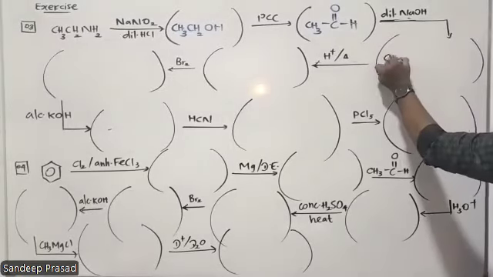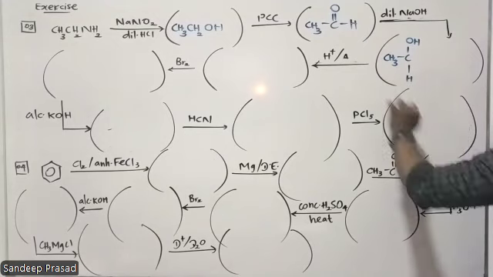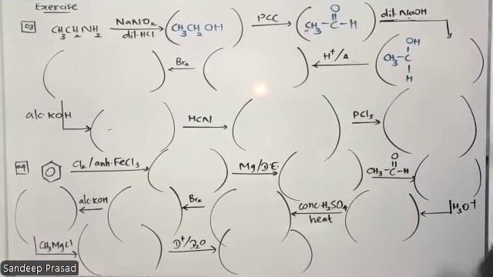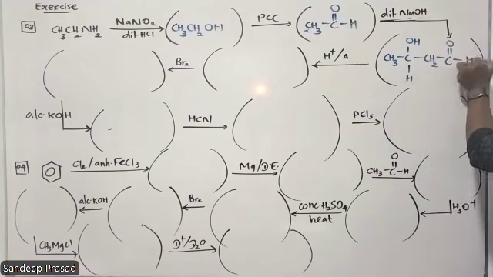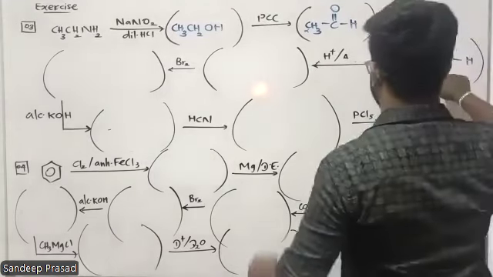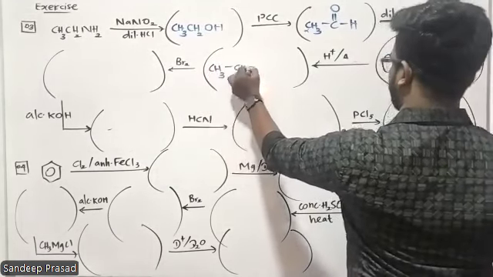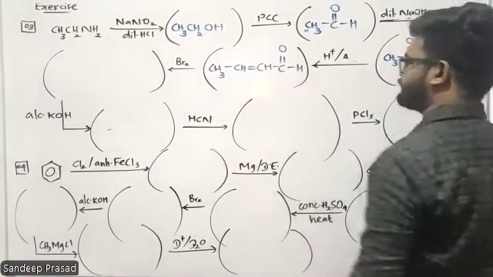So therefore, CH3, OH and H here. This is the alpha carbon atom. From the alpha carbon, hydrogen is removed. So therefore, CH2, C double bond OH. So H plus and heat means OH is removed with hydrogen. Then the compound is CH3, CH double bond, C double bond H.